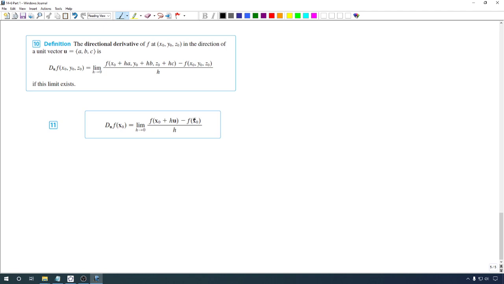So here we're using x naught as the vector x naught through whatever. So in 2 dimensions this would be x naught, y naught. In 3 dimensions it's x naught, y naught, z naught. But it's just playing the role of that vector. And then what we have in the other one is just that x naught plus the multiple h of our unit vector u. It's the same definition. It works exactly the same way.